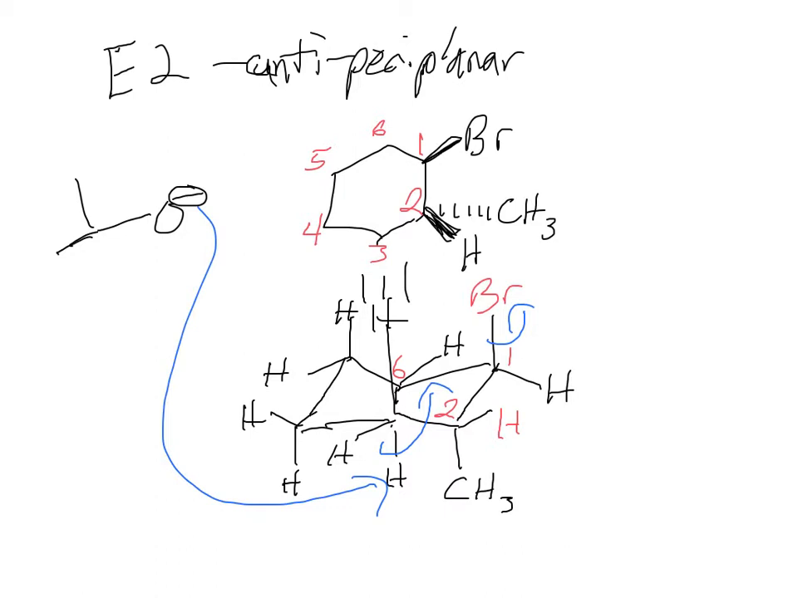So equatorial up and equatorial down are also anti-periplanar? Are they? They're not quite. You have to be axial to get fully anti-periplanar. You're not quite there yet. You have to be in the axial position to do this elimination. You can't do it from the equatorial.